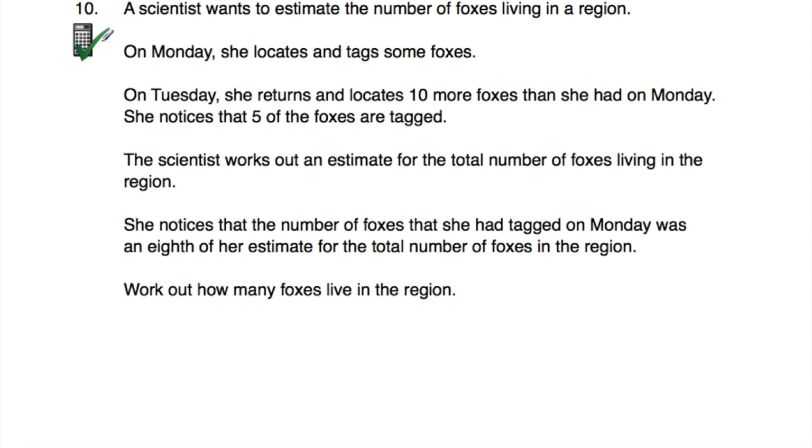Okay, let's have a look at question number 10. Question number 10 says, the scientist wants to work out an estimate for the number of foxes that live in a region. And on Monday, she locates and tags some foxes.